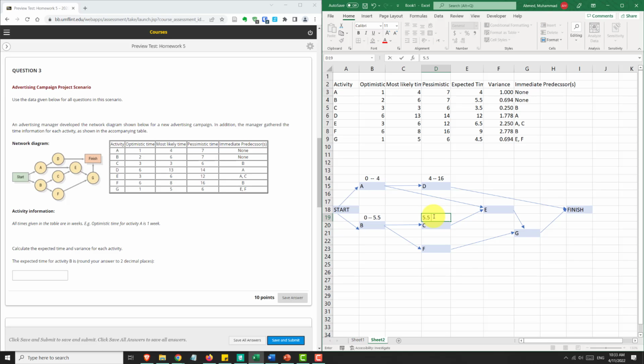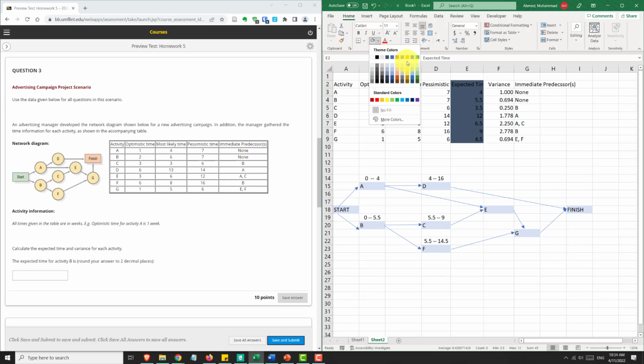C can start at 5.5, and then C takes 3.5 days, so it can stop at 9. Okay, this is called the forward pass. We're going from start forward into the graph to write all the early start, early finish times. F can start again at 5.5 after B is done, and F can stop after 9 days after that. So that's going to be 14.5, 5.5 plus 9. 9 came right from here, the expected time for F. Okay, we use expected times to do our forward and backward passes.